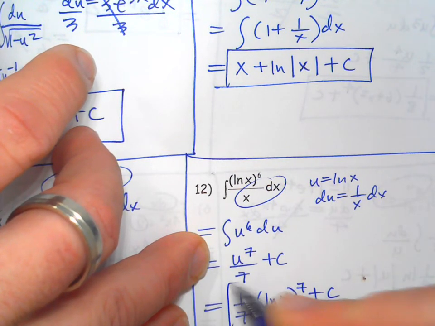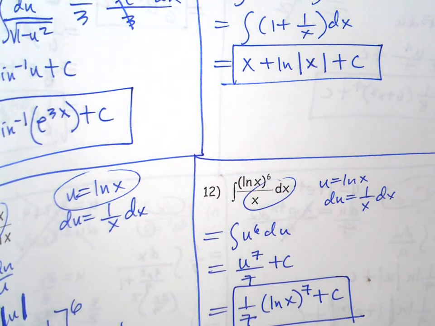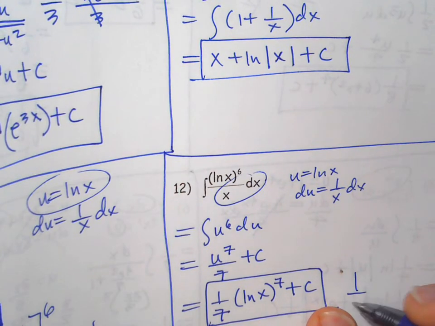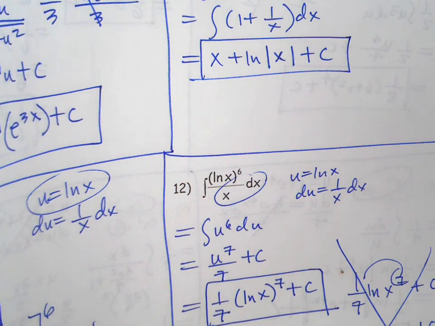You cannot move that 7 out front because it's not a power on what's inside the log. So that log rule does not work. I could see some people thinking, oh, this is the same thing as this, or something like that, and I can move it in front, cancel them out, and write this is my final answer. No, that doesn't work.